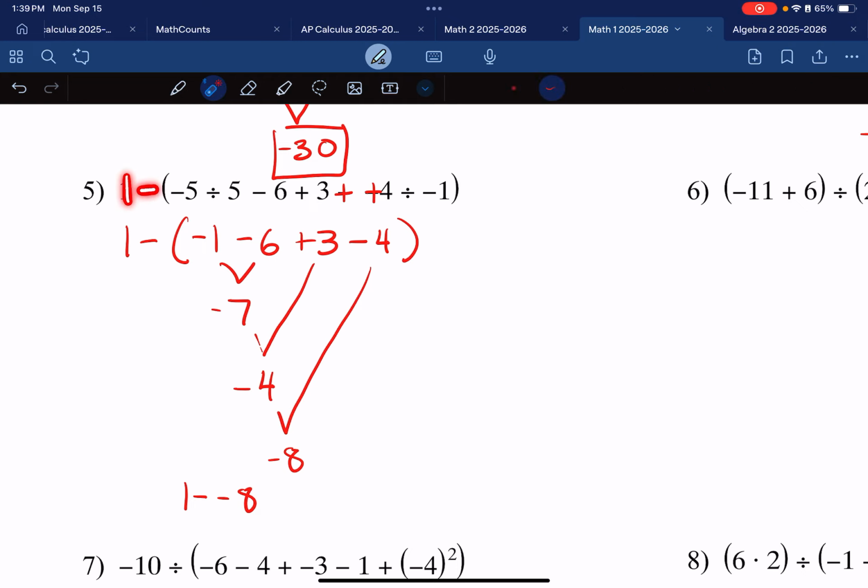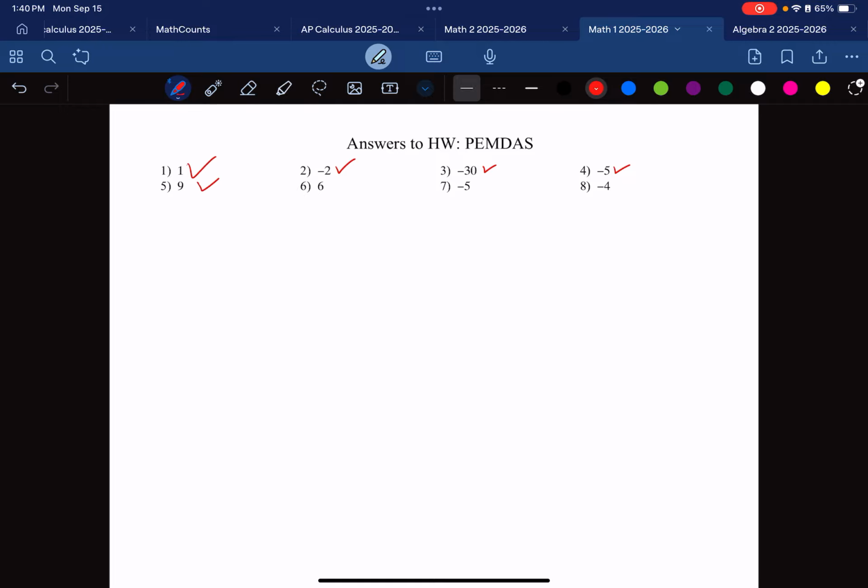There's the 1, there's the minus, there's the 1, there's the minus, and this negative 8 came from inside the parentheses. Notice I have a double negative. Again, whenever you have a double negative, that's really adding. That's really 1 plus 8, and 1 plus 8 is 9 for my final answer. Let's check our work. Number 5, is the answer 9? It is indeed a positive 9.